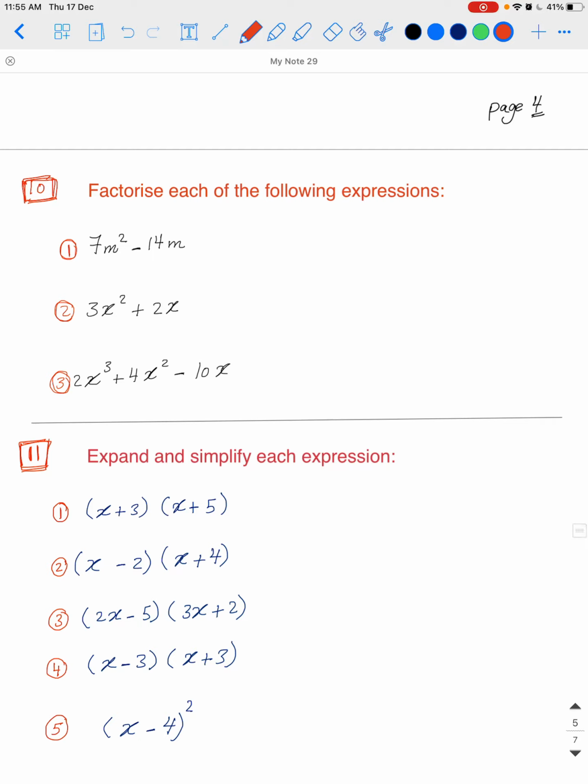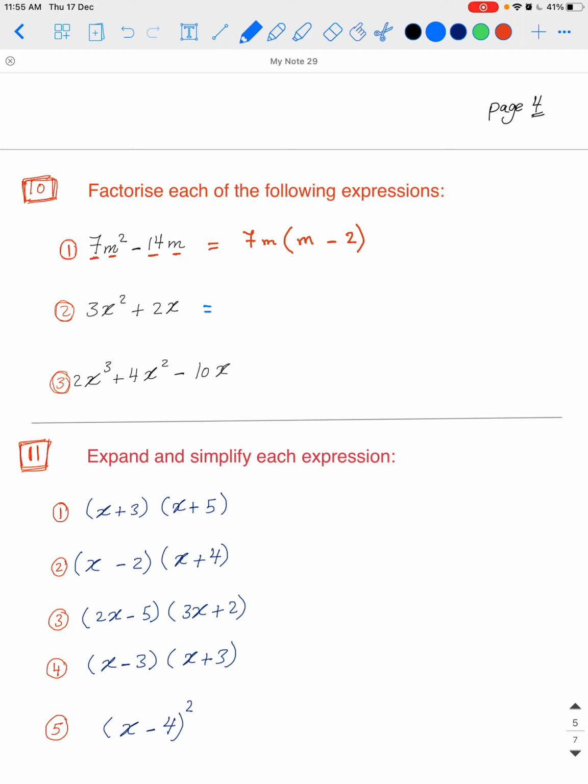Okay, next one, factorize. Factorize is to find the common factor. Here I have 7 and here 14. So the common factor here, of course, it's 7. M power 2 and m. So the common factor is m. So 7 divided by 7 done. M power 2 divided by m, that's m. Minus 14 divided by 7, that's 2. M divided by m, that's done.